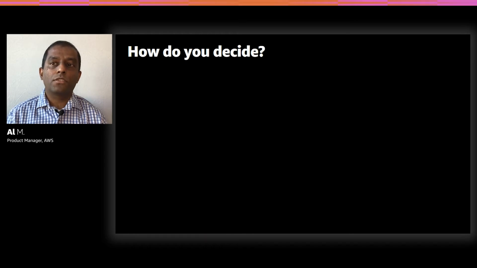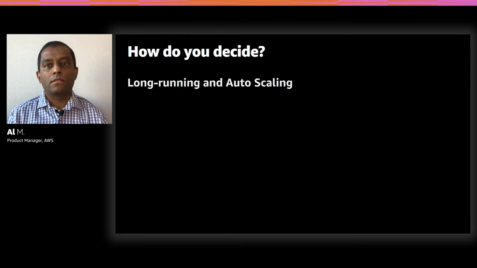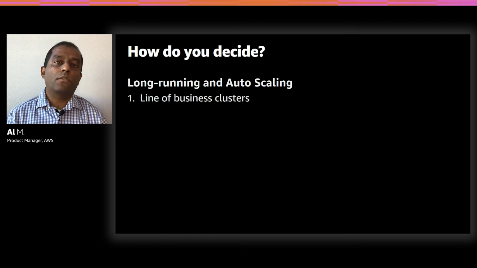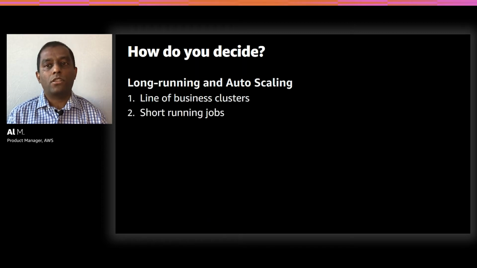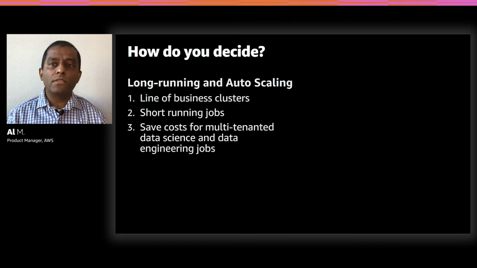Long-running clusters, which are always running, are good for lines of business. Each line of business is given one persistent long-running autoscaling cluster where multiple teams can run jobs on the same cluster. If you have a large number of short-running jobs that you want to run at regular frequency, then by leveraging long-running clusters and using autoscaling for those clusters, you can save costs for multi-tenanted data science and data engineering jobs. When you're trying to save costs under multi-tenanted environments, transient and job scope clusters are really good.